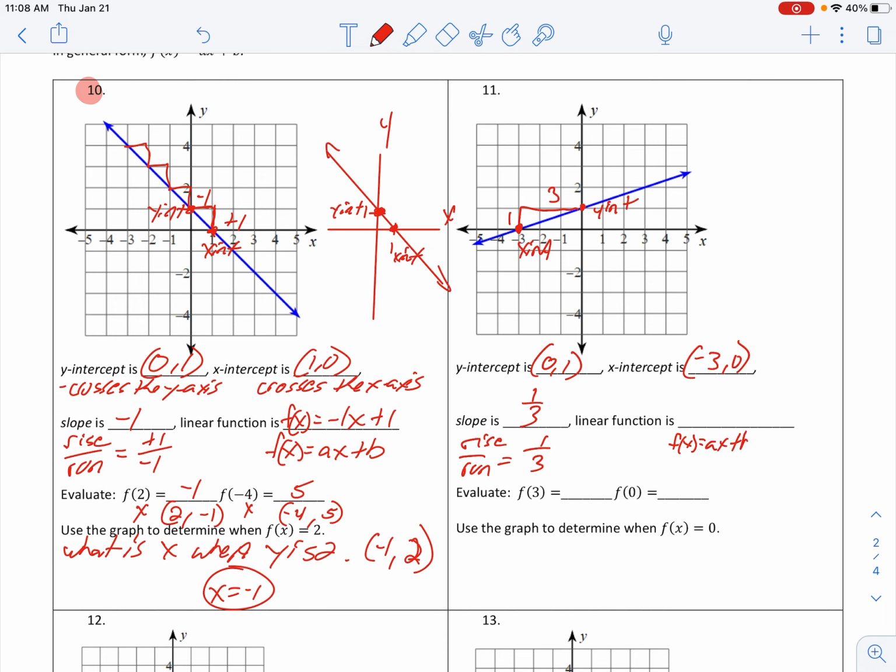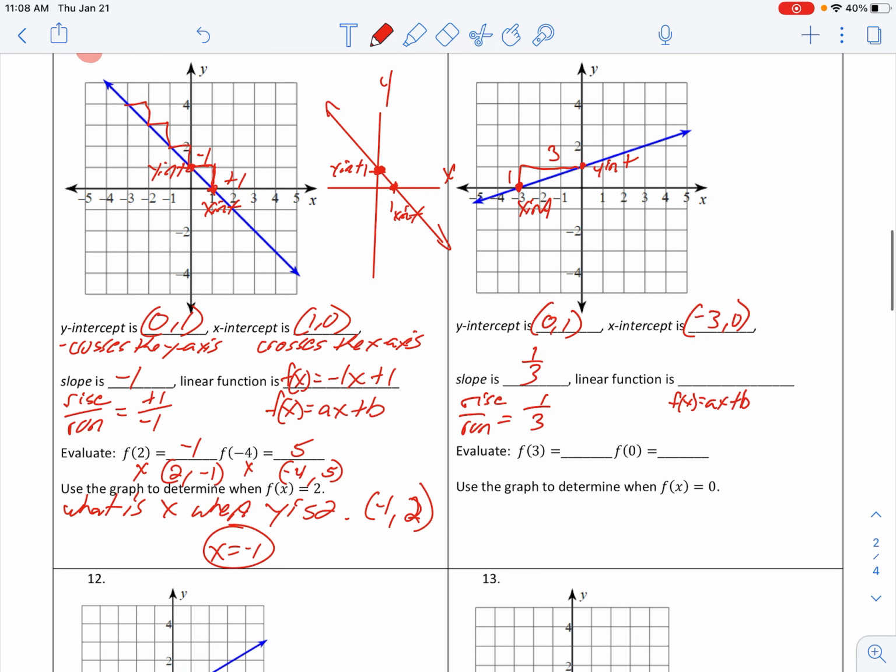The linear function then is ax plus b. Remember, a is slope, you already found that. You already found the y-intercept at 1. When f of 3, that is going to be, x is 3, 3 comma something, in this case 3 comma 2. When x is 0, 0 comma 1, okay? So x is 0, which is right there, 0 comma 1.